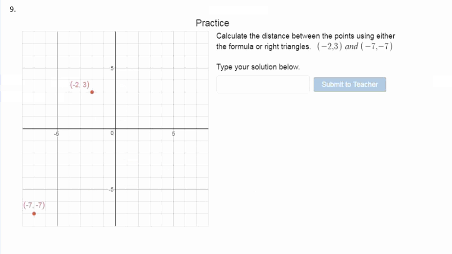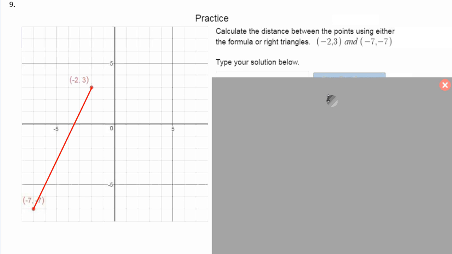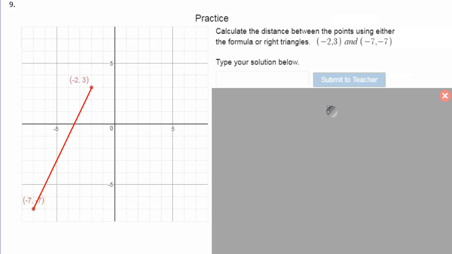So if you take a look at number 9, we want to calculate the distance between the points (-2, 3) and (-7, -7). If it helps you envision your segment, this is the length that we're looking for, the distance between the two endpoints. So again, thinking about your distance formula, the distance is calculated from the difference of the x's. So let's say we're going to start at this point. Our x value is -7. So I would take -7 minus -2, squared, and I would add that to the difference of the y's.